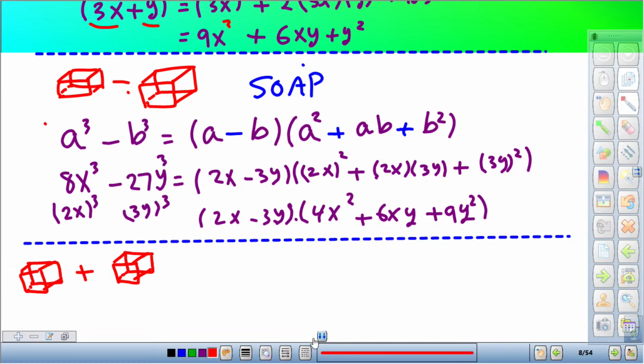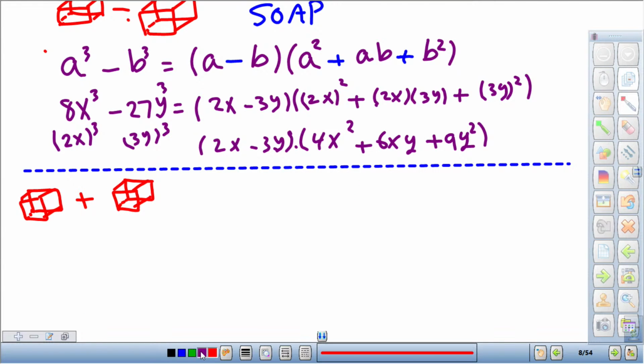And in this case, I have a cubed plus b cubed. Sum of cubes. Well, this is the same thing. Again, I'm going to put SOAP. SOAP helps you with the cubes, okay? Just like the soap bar, it's cubed, right? Most likely, that's what you use. So soap bars are almost cubed, or in that format, I guess.